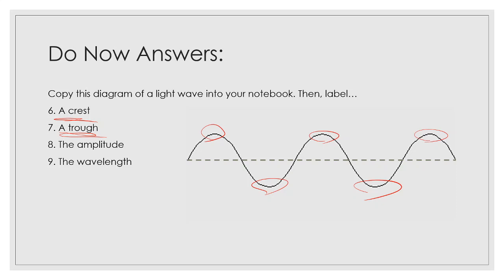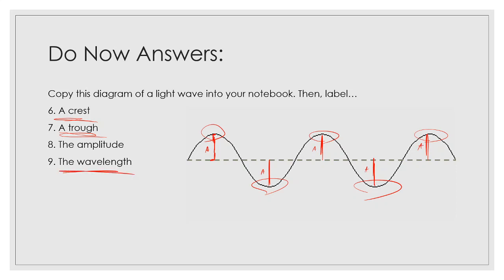For 8, we were asked to label the amplitude. Your amplitude is the distance from the midline right here up to the very peak of a crest, like that. So this right here could be your amplitude. You also could have labeled it right here or right here, and it's the same. Actually, you could, if you wanted to, label it going down to a trough instead. That or that would all be amplitude.